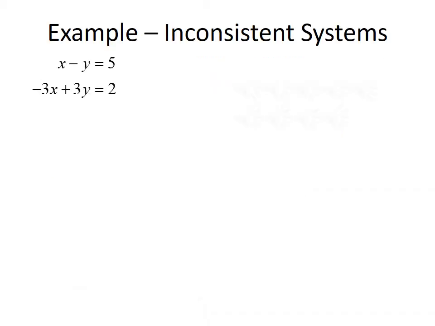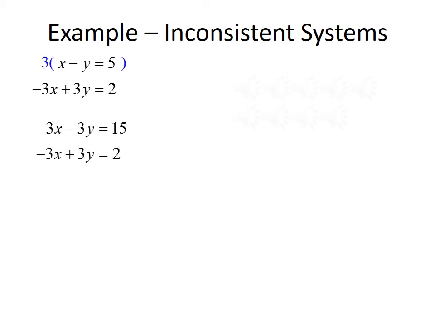Now we'll look at an example that results in an inconsistent system. We have the system of equations x minus y equals 5 and negative 3x plus 3y equals 2. We can try to solve this system using either the substitution or elimination method. I'm going to continue using the elimination method. So to eliminate a variable, we have a negative 3x. To eliminate x, we could multiply the first equation by 3.